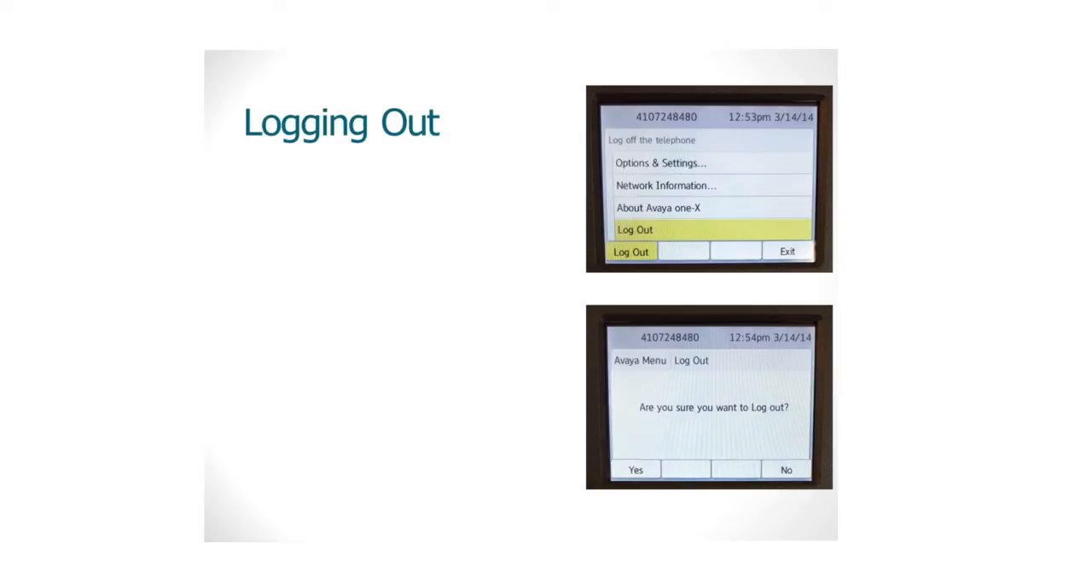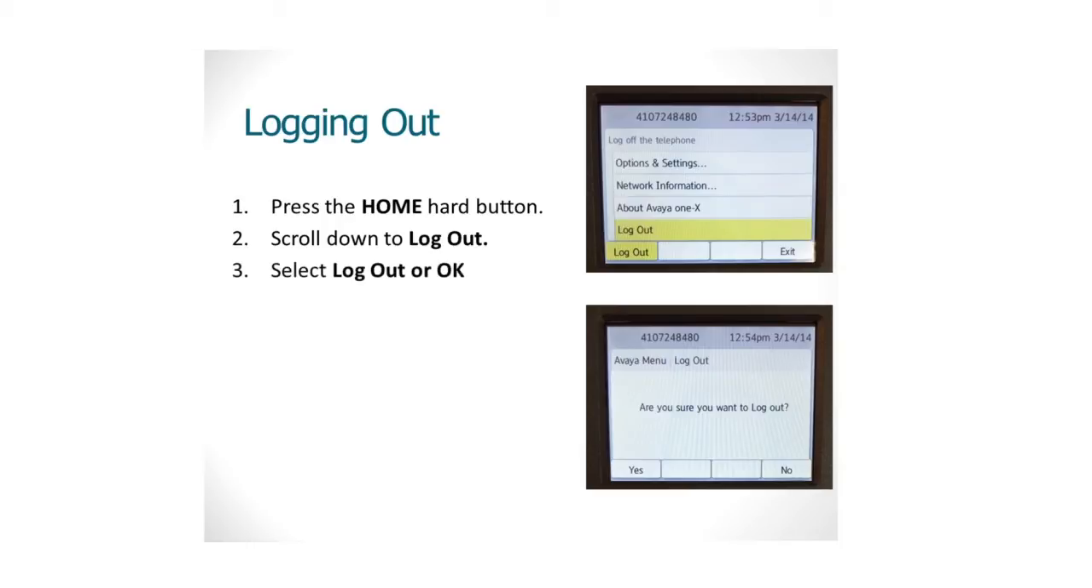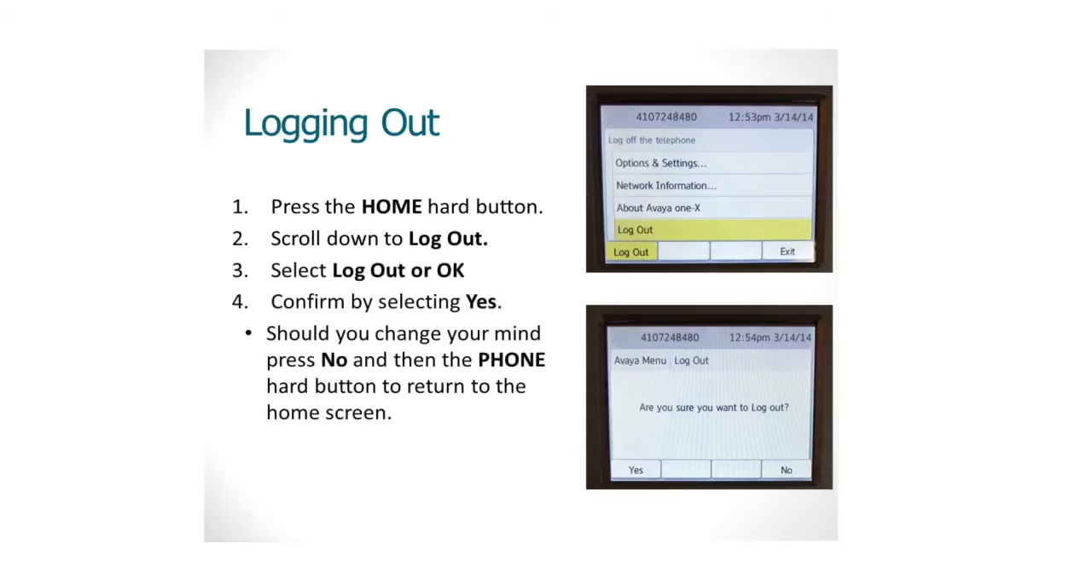Logging out from Avaya telephone. 1. Press the Home button. 2. Scroll down to Log Out. 3. Select Log Out or OK. And 4. Confirm by selecting Yes. Please note, should you change your mind, press No and then the Home button to return to the home screen.